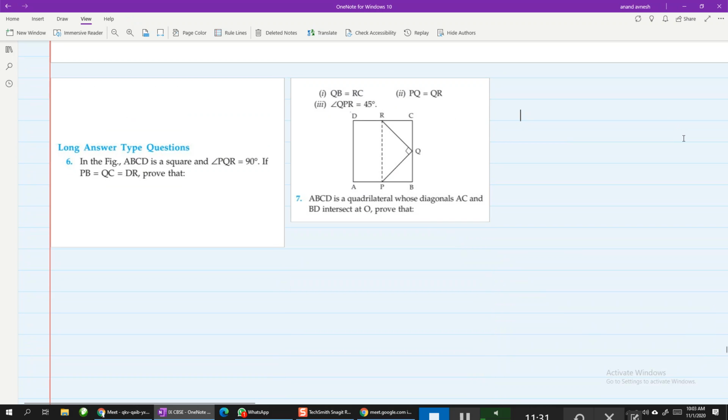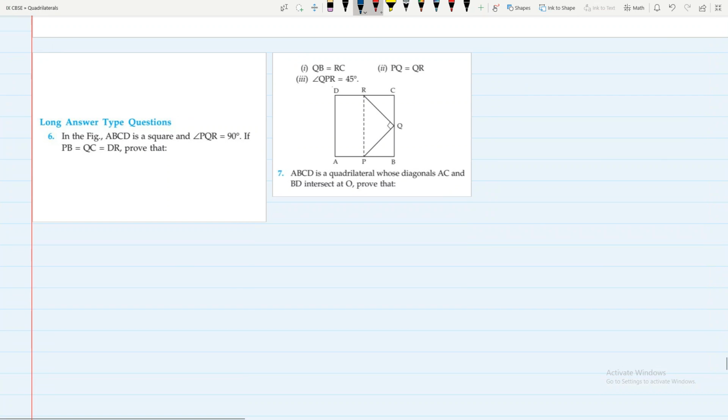ABCD is a square. All these angles are 90 degrees. All the sides are also equal because it's a square. Angle PQR, as you can see in the figure, is 90 degrees.